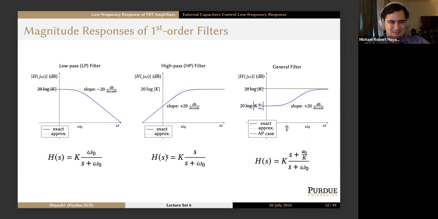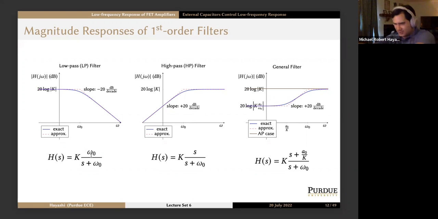A high pass filter is something very similar. We get H(s) = K s over (s + omega naught). So already we can see we have a 0 at 0 and a pole at omega naught. Because we have a 0 at 0, we're going to start with an asymptotic slope of 20 dB per decade. And then at omega naught, our piecewise linear approximation flattens out at 20 log absolute value of K for a magnitude response. And of course, at the actual cutoff frequency, omega naught, we would get 3 dB down.